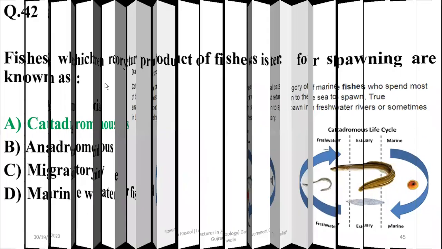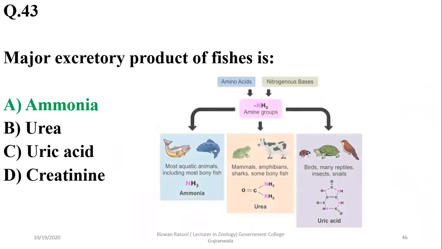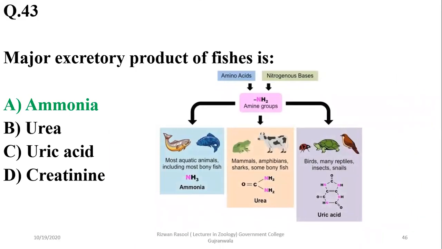Number 43, major excretory product of fishes is, fishes, they remove their nitrogenous waste mostly in the form of ammonia. It's almost 90% major waste. Other 10% waste could be urea, uric acid, or creatinine.